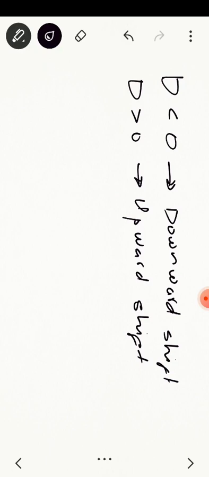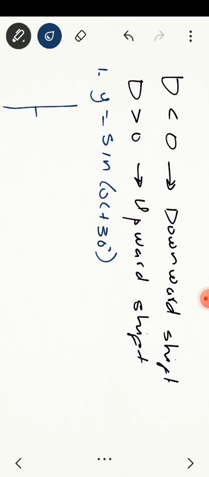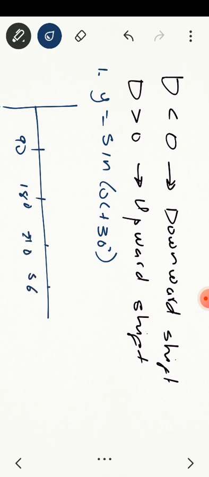So putting this into an equation, suppose we're given that y is equal to sine x plus 30 degrees. So we know that generally the graph of sine x is going to be like this one, with 90, 180, 270, and 360. So the amplitude, on the equation, is going to be 1 and a minus 1. So the graph of sine starts from the origin.